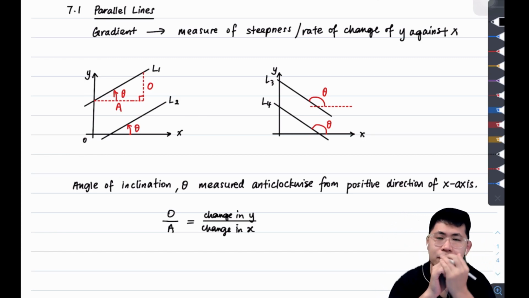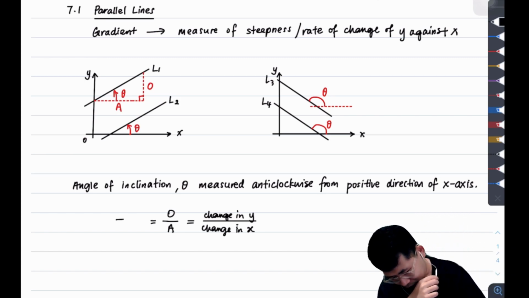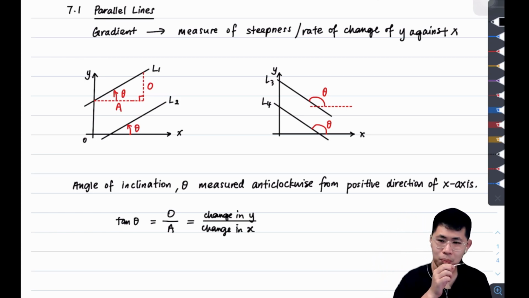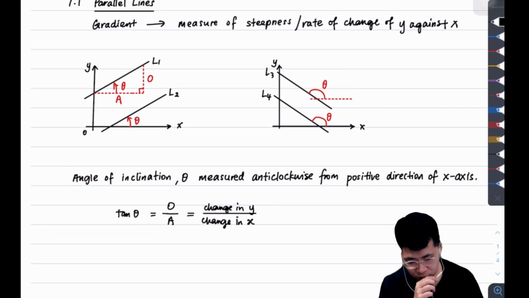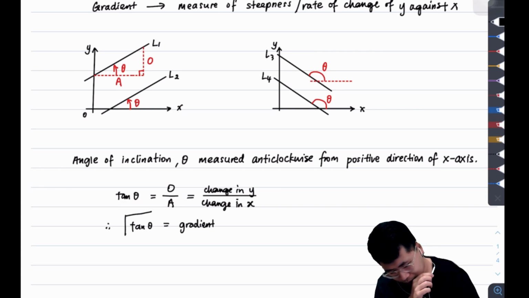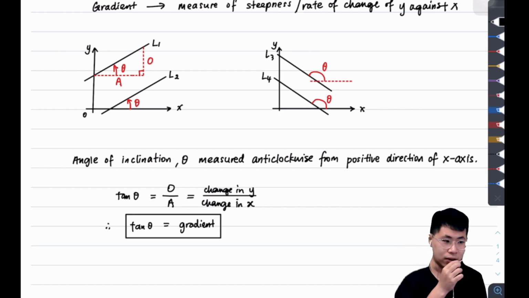So which trigonometric ratio links opposite to adjacent? Your tangent. So tangent of theta, which is the angle of inclination, will be equal to opposite over adjacent, which is equal to the change in y over change in x. So the final result is that tangent theta represents the gradient of the line. If we want to look for the angle of inclination, we need to do the inverse tangent to find out the angle of inclination. So this is our first result.